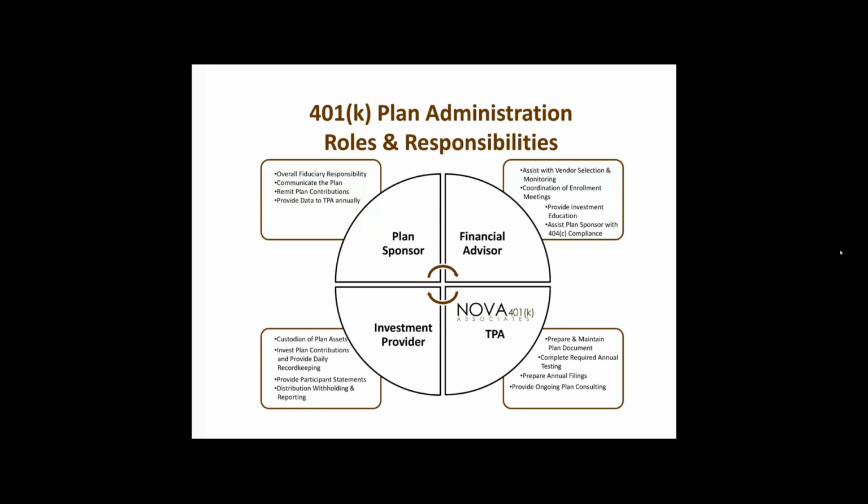It's really an information filing, but it does have to be filed every year. And then we provide just general ongoing consulting regarding these rules to you as a company. And then finally, neither the investment provider nor our firm is able to really provide specific investment advice to your participants. And that's where your financial advisor comes into play, right?